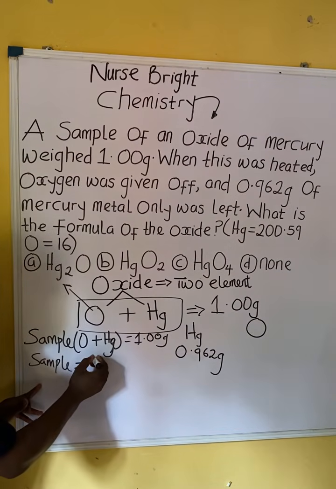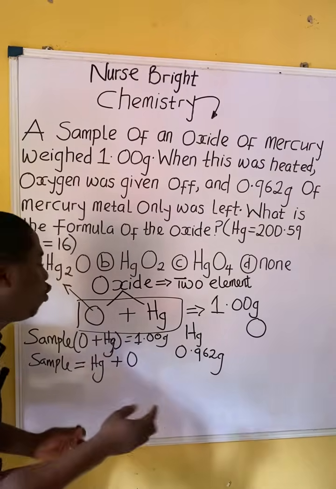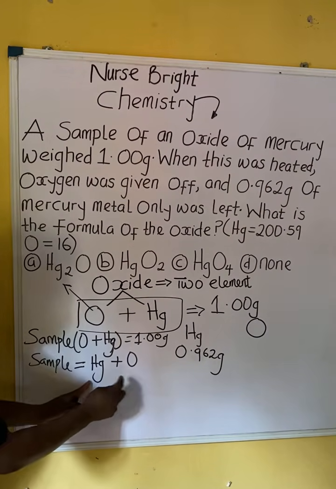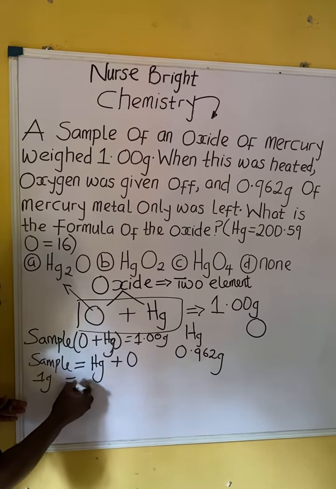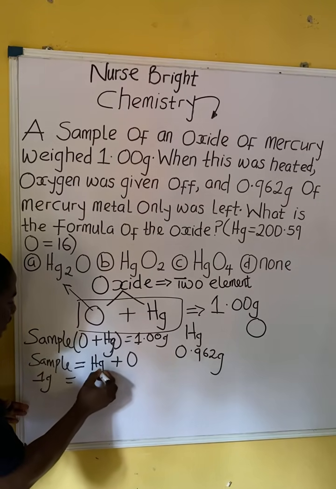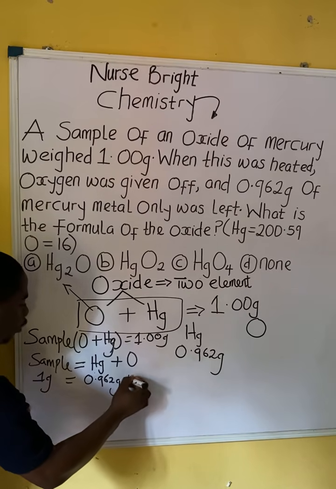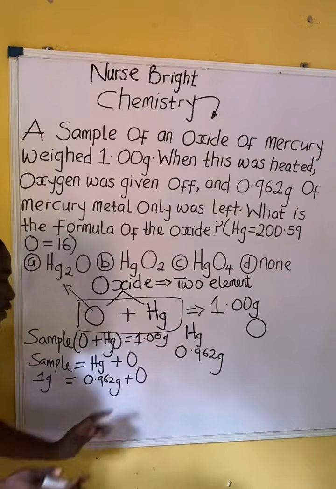So this sample is made up of mercury as well as oxygen. So what do we do to get the mass of oxygen? Because we already know the mass of the sample and we already know the mass of mercury. The mass of the sample is 1 gram. The mass of mercury is 0.962 grams plus mass of oxygen, which is unknown. So for us to get the mass of oxygen is very easy.